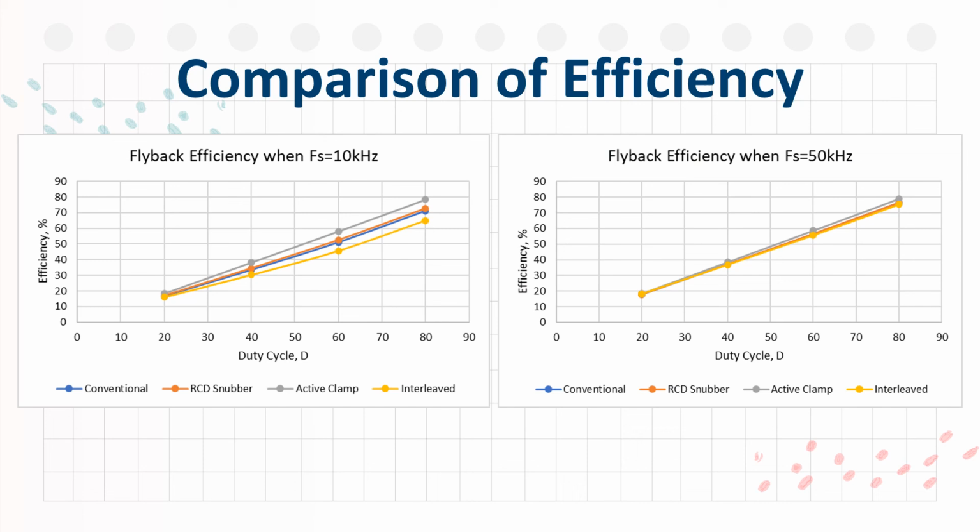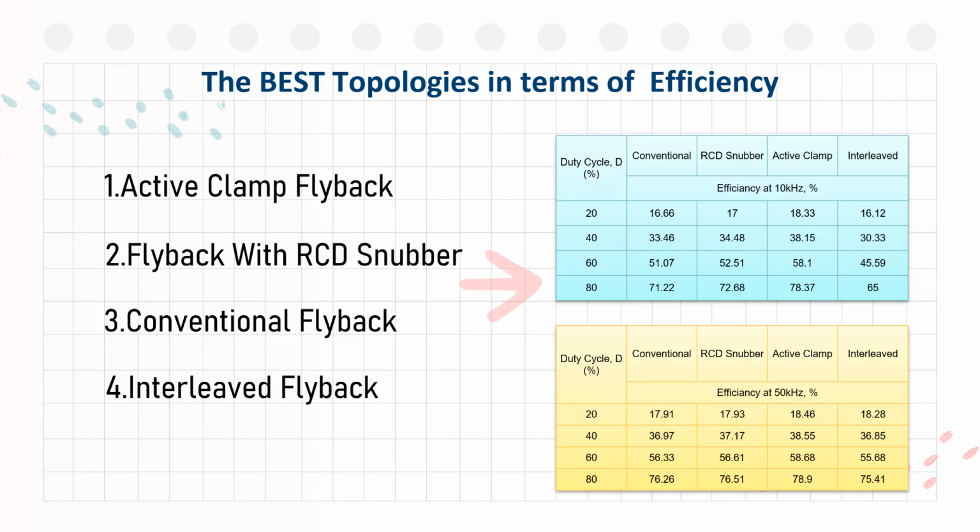Comparison in terms of efficiency. When the switching frequency is 10 kHz, active clamp has the highest efficiency, followed by RCD snubber, conventional, and lastly interleaf. When the switching frequency is 50 kHz, active clamp has the highest efficiency, and the other three have similar efficiency. In terms of efficiency or converter performance, active clamp is the most efficient flyback converter. On the other hand, interleaf flyback is the worst in terms of efficiency, despite having the highest output voltage.